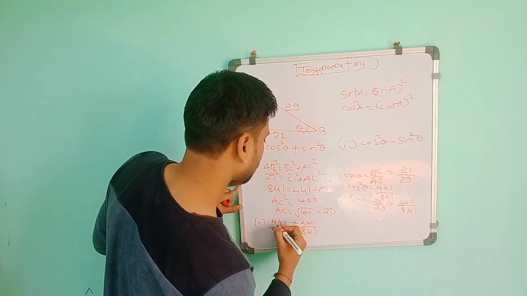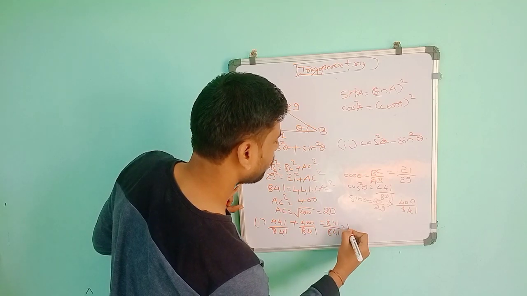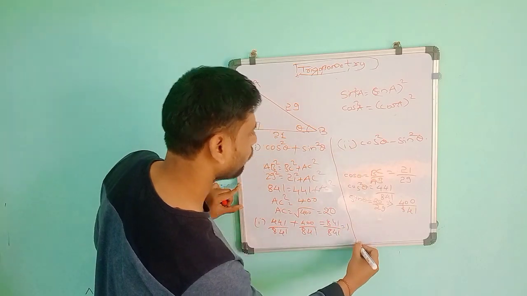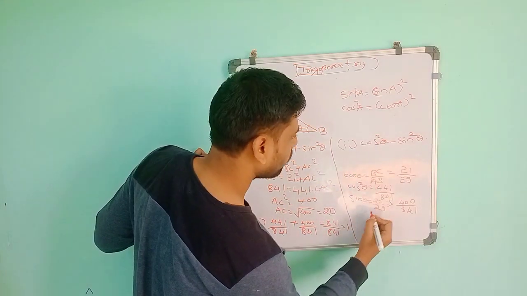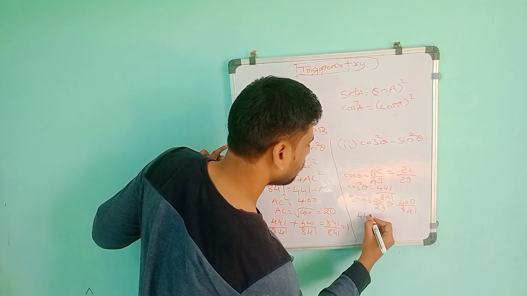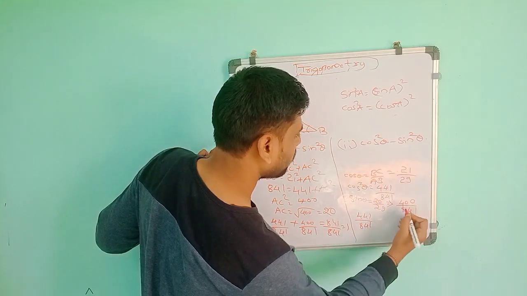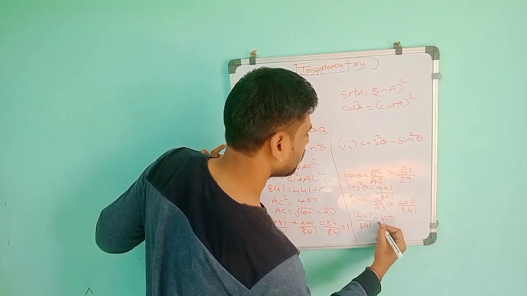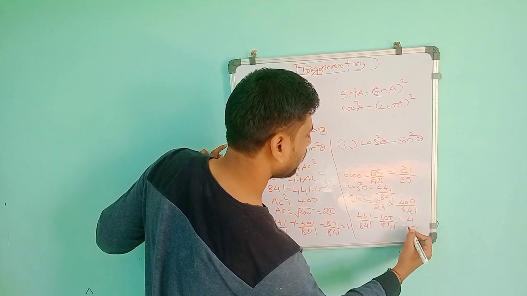So it will be 441 plus 400, which is nothing but 841 divided by 841. So it will be 1. So for this one, the answer is 1 for cos square theta plus sin square theta. Similarly for this one, cos square theta is 441 divided by 841 minus sin square theta. Sin square theta is 400 divided by 841. So 441 minus 400 is 41, divided by 841.